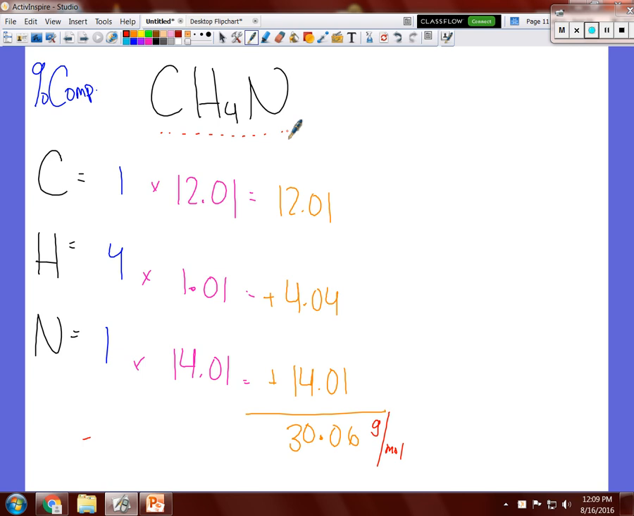Now, we have our parts, correct? How do we get our percentages? Divide. No, that's empirical. Divide each part by its whole. So divided by 30.06, and we've got percentages.